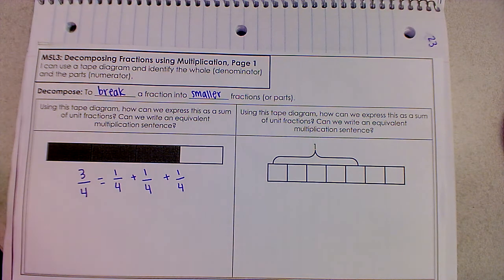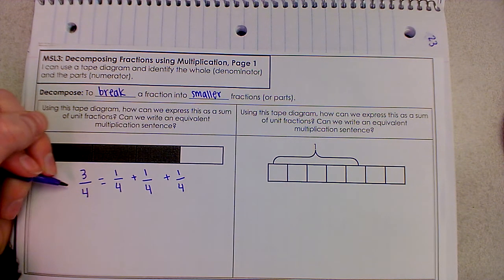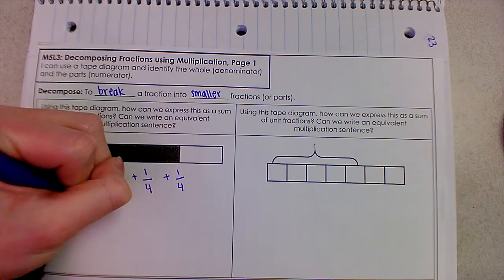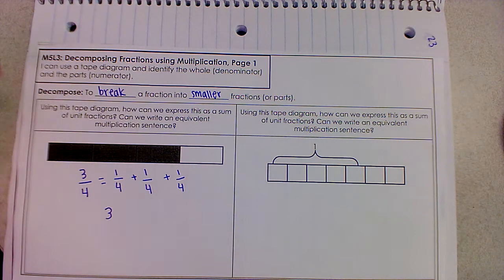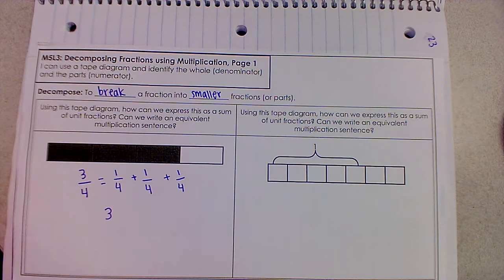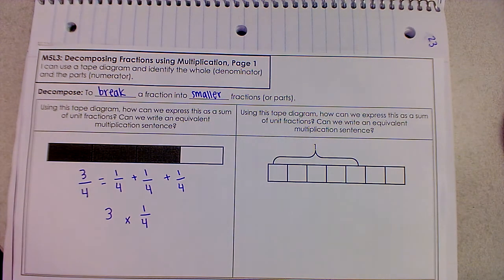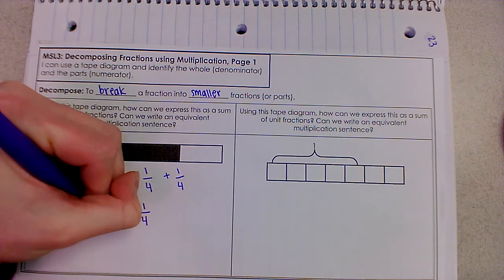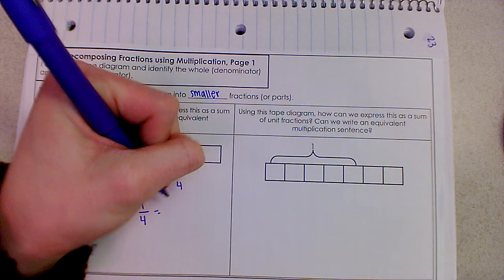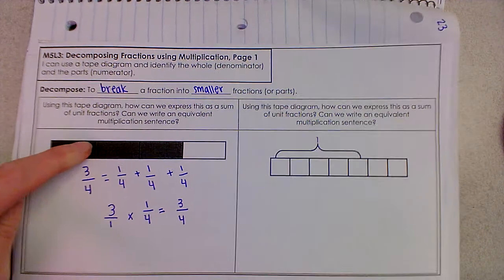And to write this in multiplication, we would think about this 3/4 and we would think, how can I represent this in a multiplication statement? Well, you can see that there's 3 parts shaded, and each box is 1/4. So you could do 3 times 1/4. And I like to imagine the 3 with a 1 underneath it, so that 3/1 times 1/4, that just equals 3/4, which is what this tape diagram is showing.